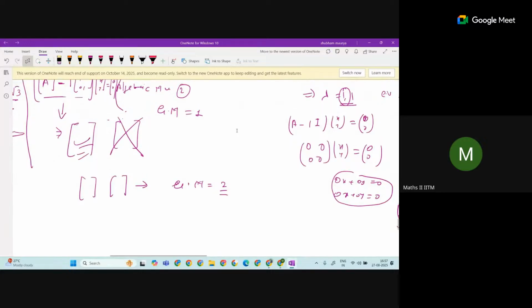Sometimes you don't get two independent eigenvectors. Sometimes you may get only one. So these are the relations. Now recall this many times, and just try to do some problems. You will get more idea on AM and GM.